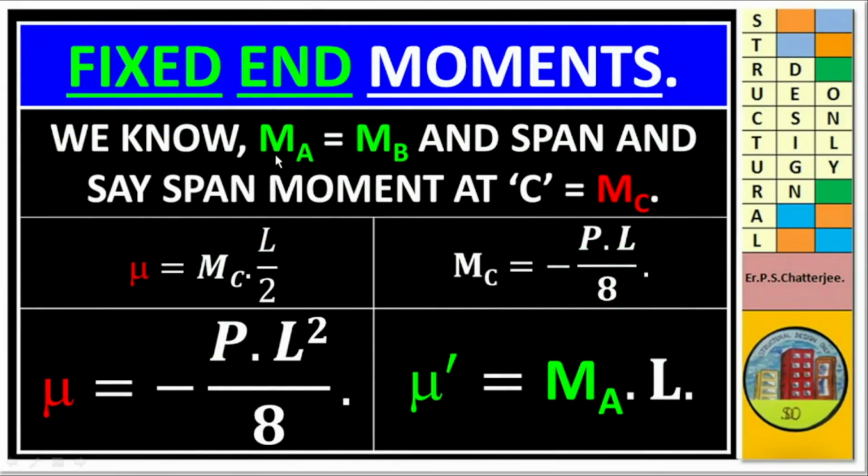Left support is equal to MA, right hand support is MB, and span moment at C is equal to MC. Mu C is equal to MC into L by 2. We also know MC is equal to minus PL by 8. Mu is equal to minus PL square by 8. Mu dot is equal to MA into L.